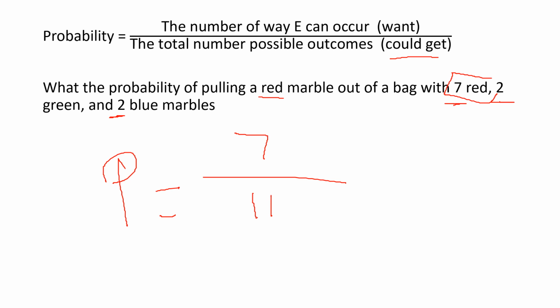So the probability of pulling a red marble out of a bag with 7 red, 2 green, 2 blue marbles is 7 over 11. If that fraction could reduce, I would need to reduce it, but since I can't, that's the answer. So probability is what you want over what you could get. So the probability is the likelihood that something is going to happen when compared to all of the possible results.